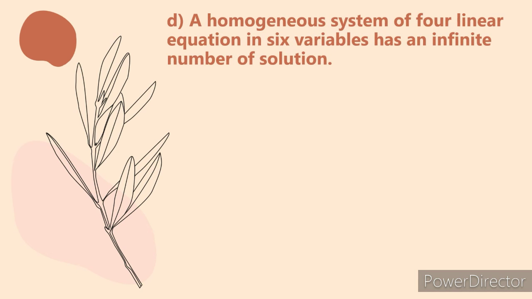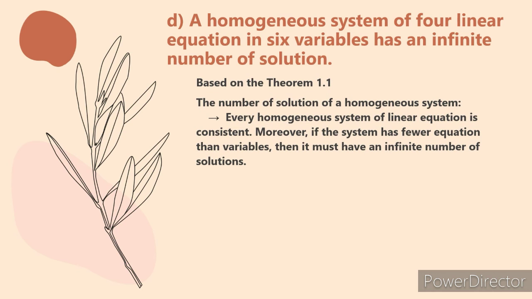And the last one is the letter D. A homogeneous system of 4 linear equations in 6 variables has an infinite number of solutions. Based on Theorem 1.1, the number of solutions of a homogeneous system: every homogeneous system of linear equations is consistent. Moreover, if the system has fewer equations than variables, then it must have an infinite number of solutions.